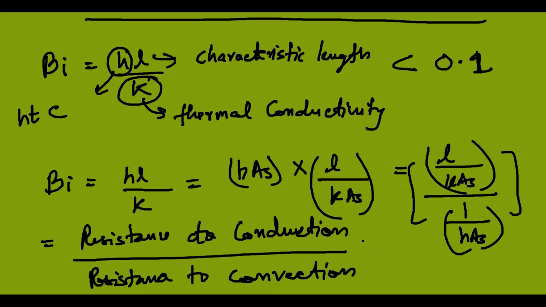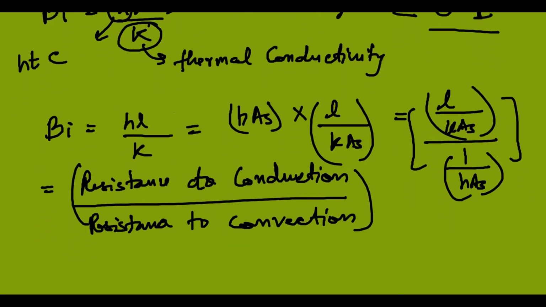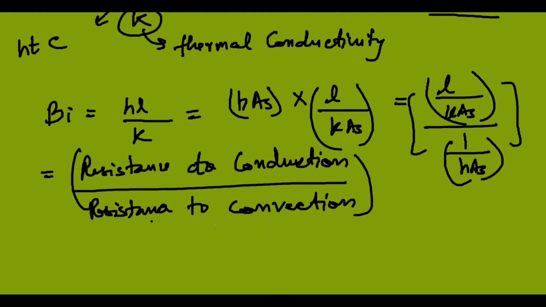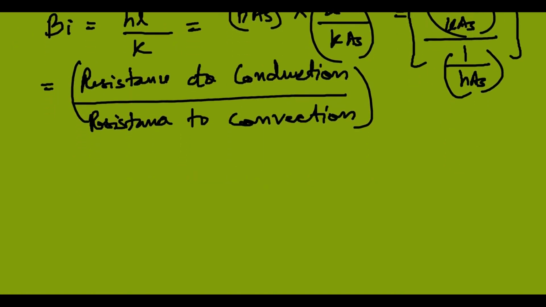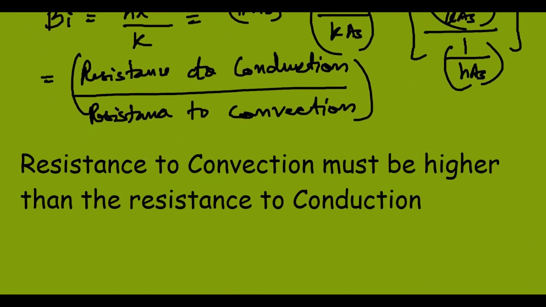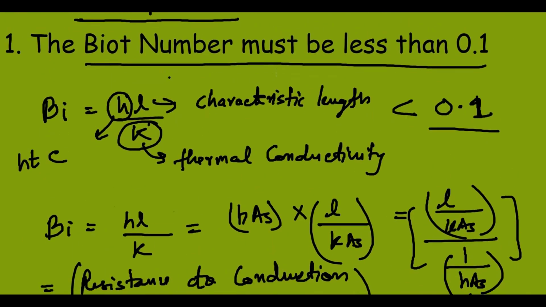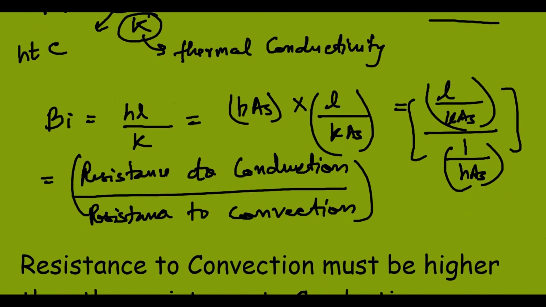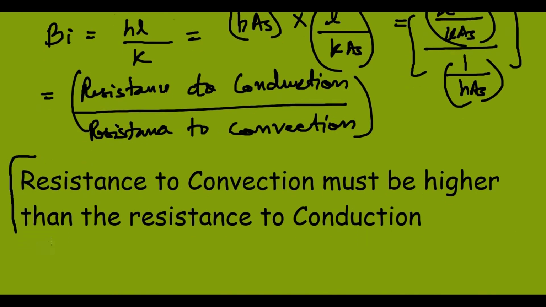So now what we can say is, because the Biot number should be less than 0.1 to have the lumped capacitance model, we can also say that the resistance to convection should be higher than the resistance to conduction if we want to apply the lumped capacitance. Let me write this down. Another way of writing this assumption, that the Biot number must be less than 0.1, is that the resistance to convection must be higher than the resistance to conduction. So if this is also true, then we can apply the lumped capacitance model.